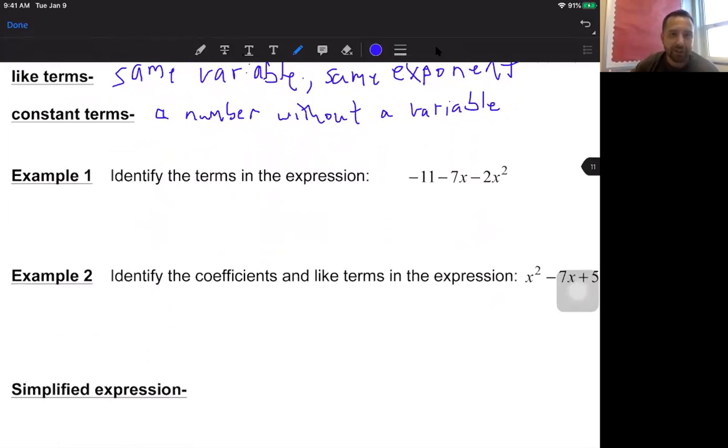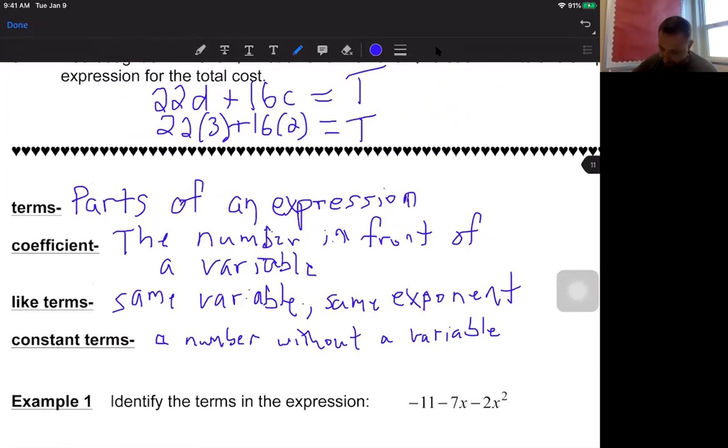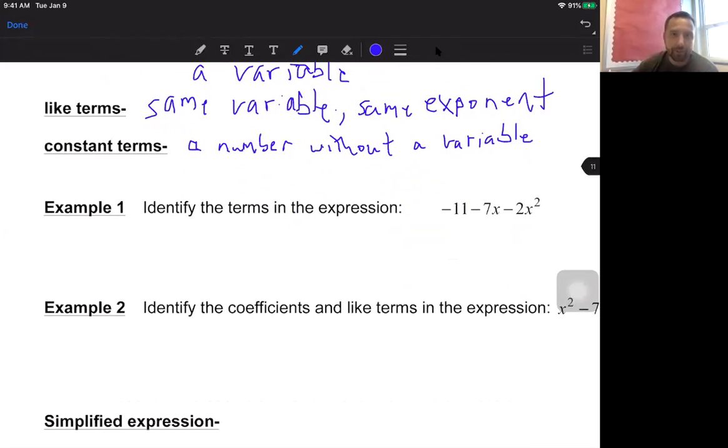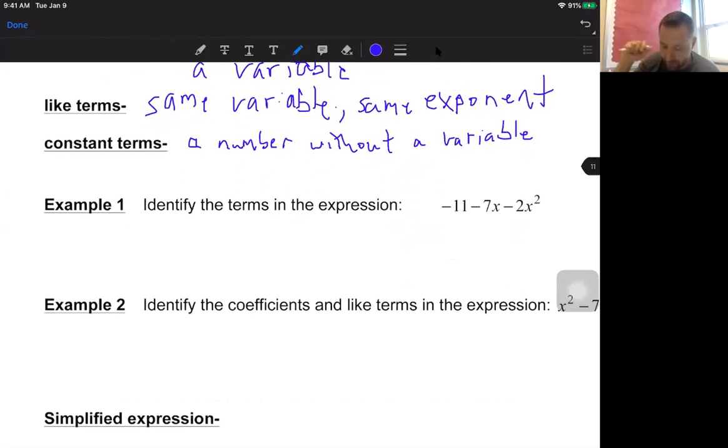If we remember terms, a term is any part of an expression. So how many terms are in this expression? Can somebody tell me just the number of terms we have? 3. 3, absolutely. Now, this is a really important thing for this section: when we rewrite or combine or simplify an expression, you always want to use the highest power term first, and then the constant terms will always be last. So when we look here, we have a negative 11, that's one part. We have a negative 7x, that's 2 terms, and then we have a negative 2x squared, that's 3 terms.